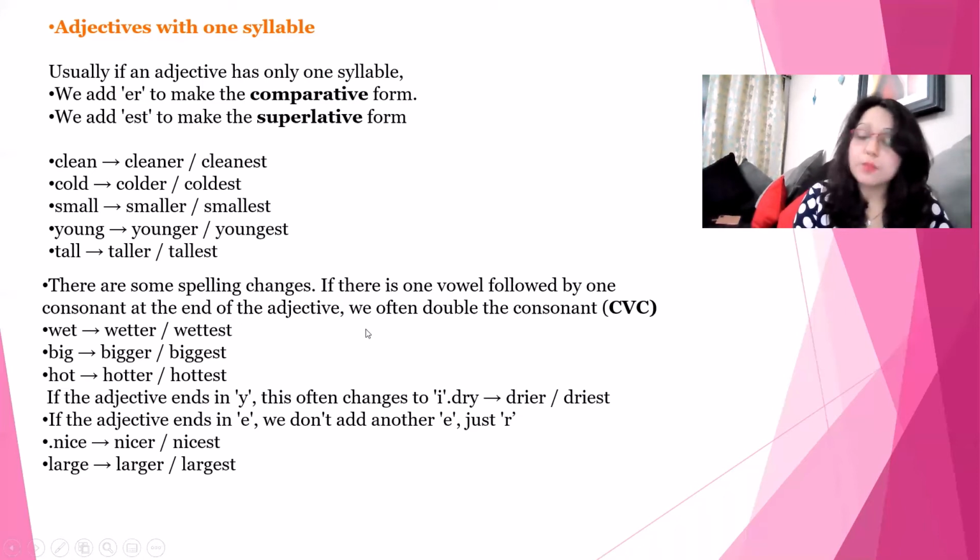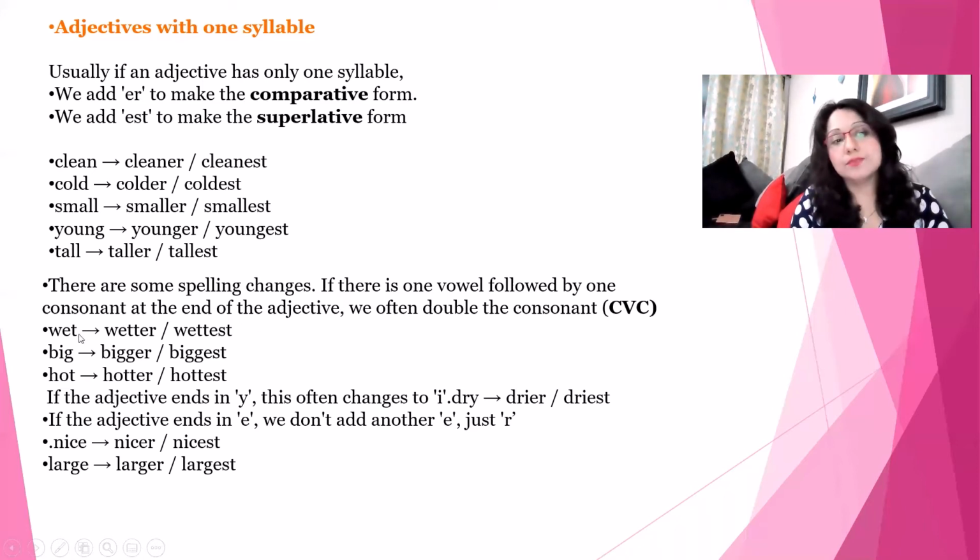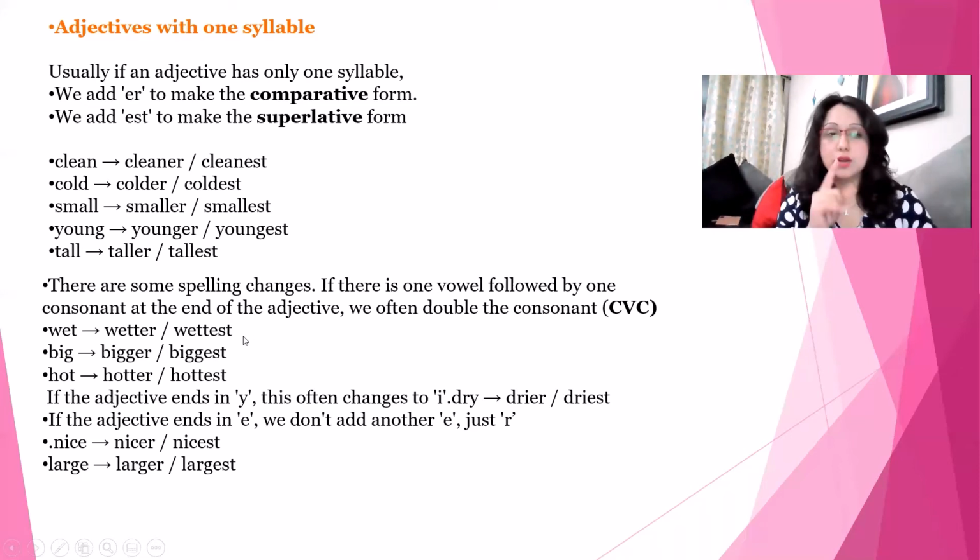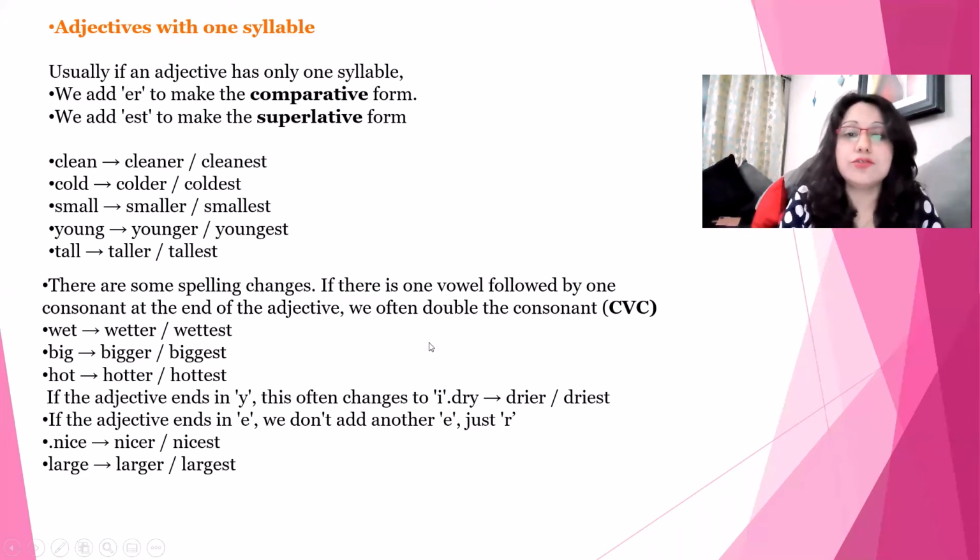Okay, so we often double the consonant. So the last, which is your consonant, you double it. So wet, wetter, the wettest. Okay, do not forget this rule. This is called the CVC rule, which I wrote here, consonant, vowel, consonant. So whenever you have such three-letter words, you double the last letter. And big, bigger, the biggest.